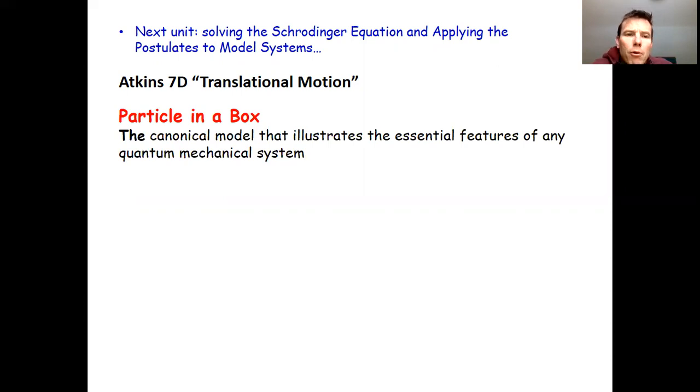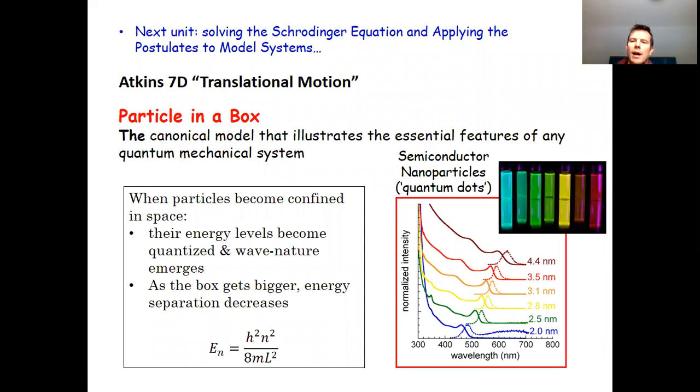This is really important. It is the canonical model which illustrates the essential features of any quantum mechanical system. If I had to pick one thing for you to learn in the course, this would be that topic. And I'm going to summarize this for you here.